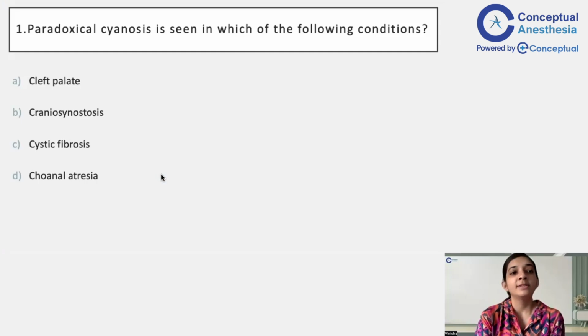Okay. The first question, paradoxical cyanosis is seen in which of the following conditions? Cleft palate, craniosynostosis, cystic fibrosis, or choanal atresia? The correct answer here is option D, that is choanal atresia. We'll come to the explanation of paradoxical cyanosis in the coming slides.